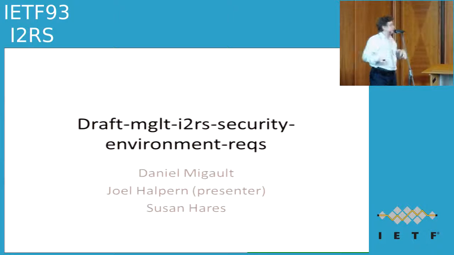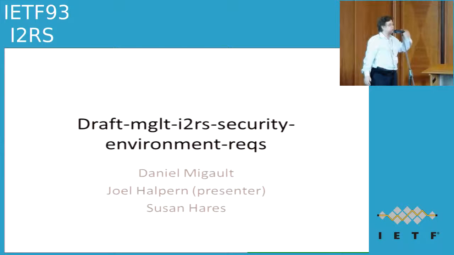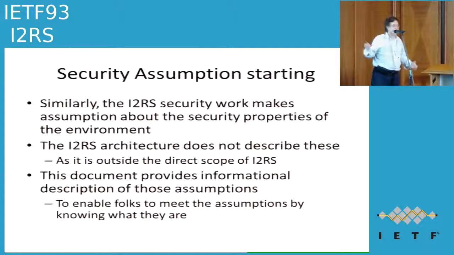Now, how we will position this document, whether it becomes informational or whatever, is not obvious. It's probably informational. It's documentation that writes down what we have assumed the environment is going to do so that the security things we say work will actually work. That's what we're driving at here. So we make a lot of assumptions. We don't always spell them out. For example, we say I2RS agents are assumed to be co-located, of course, that can be more complicated. And that clients may be co-located with applications or providing services. These are things we assume.